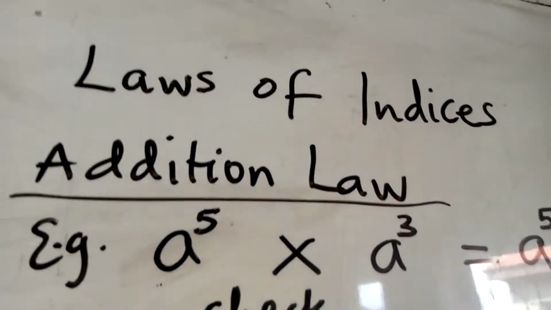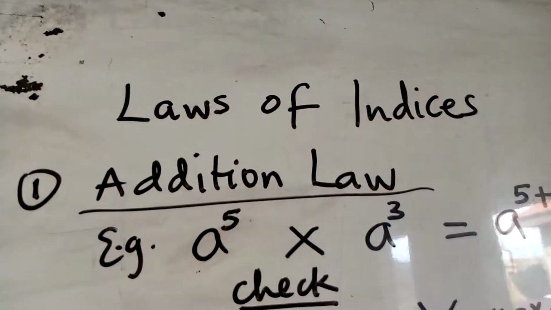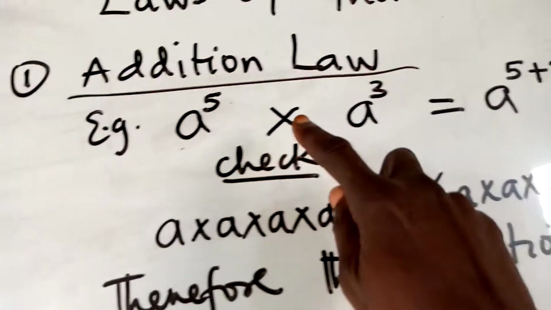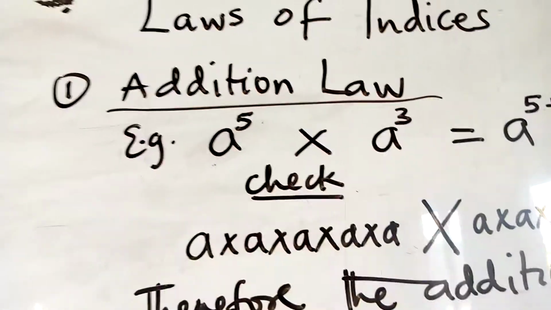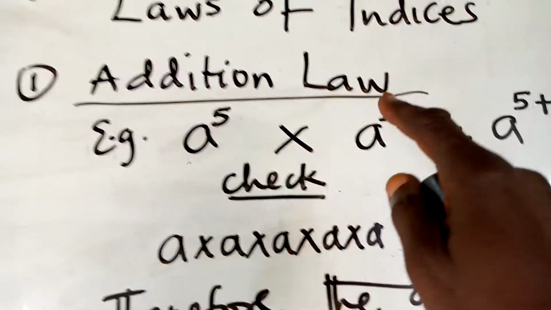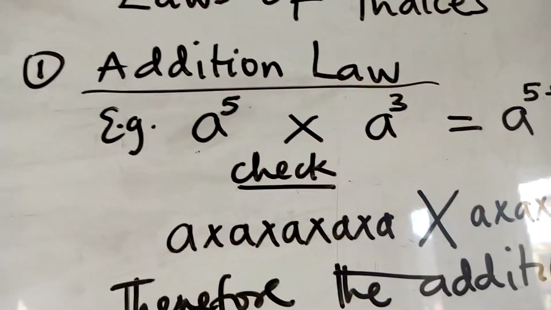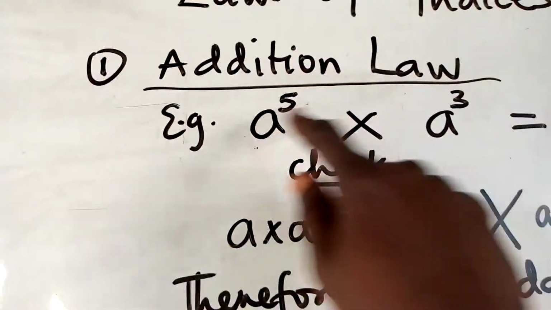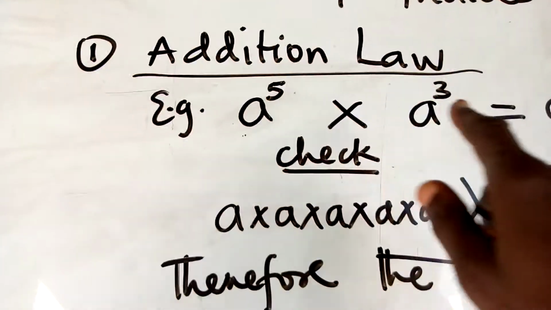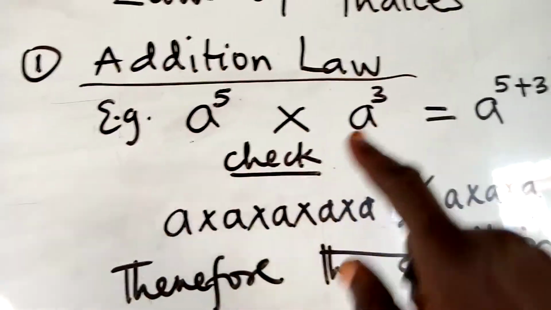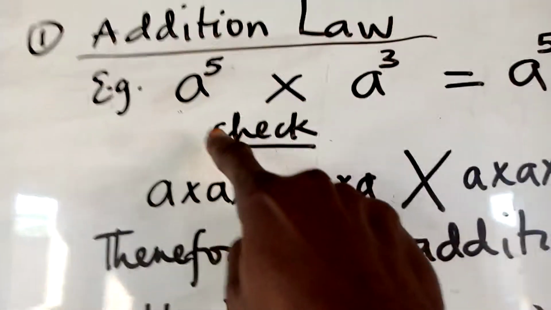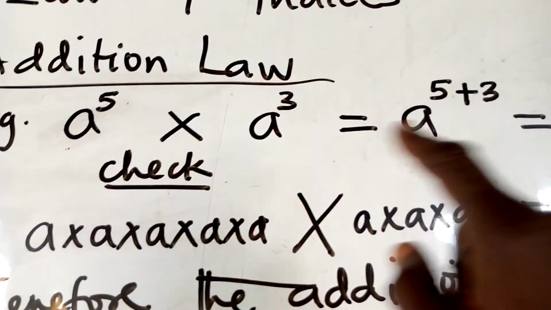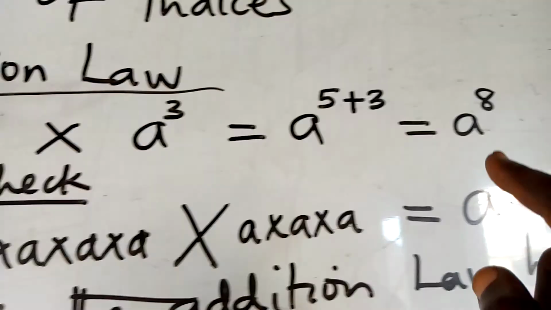Now look at these laws of indices. One of the laws is addition law. Now look at how it works. You see, even though you see multiplication in between the two numbers, yet in their powers, that is the index. Indices is a plural word. Index is a singular word. So their index numbers, that is 5 and 3, will be addition. Look at it. Since the bases are the same, we add their powers together. That is a raised to power 5 plus 3, which gives me a raised to power 8.